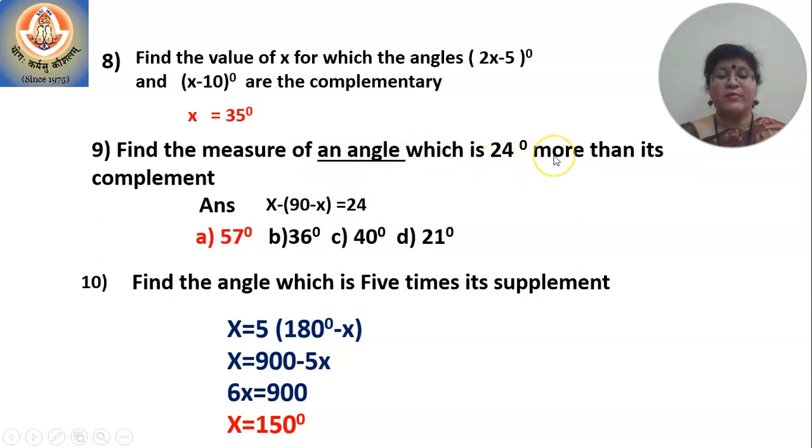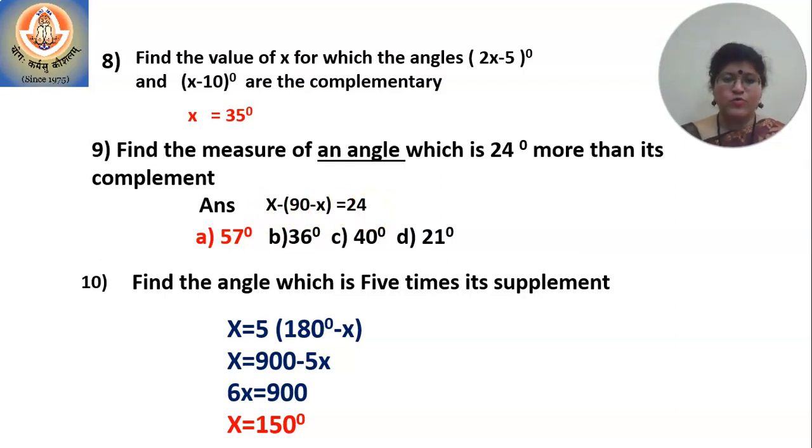Now this angle is 24 degrees more. Whichever angle is more, you write down that first. So x is more, so you write x first. Its complement, 90 minus x, you write later. This angle is 24 degrees more than its complement. In other words, the difference between these two is 24, because when one number is more than the other by 24, it means the difference is 24. So you always write the bigger number first. I will write x first, then its complement, 90 minus x, then subtract: x minus (90 minus x) equal to 24.